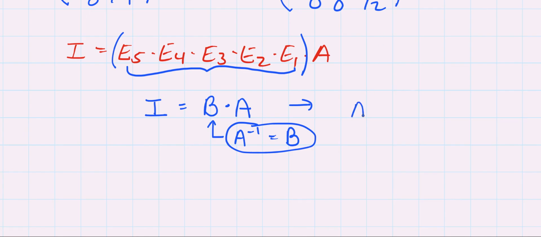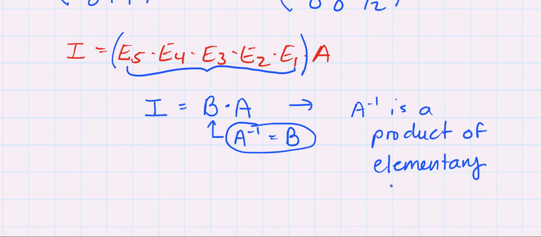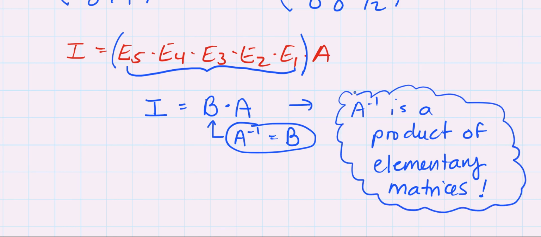So A inverse is a product of elementary matrices. Isn't that neat? It turns out that for any matrix that's invertible, the inverse is a product of elementary matrices. And in fact, if the matrix A is invertible, that matrix too is a product of elementary matrices. That's going to be our next theorem.